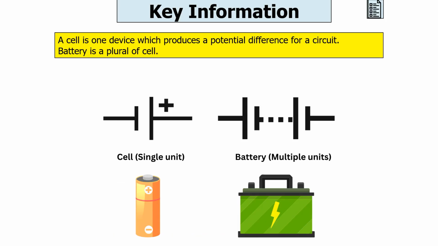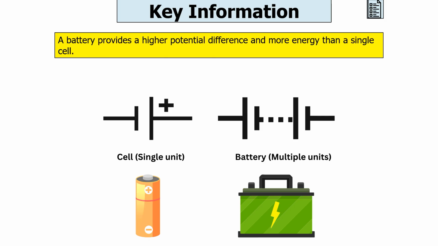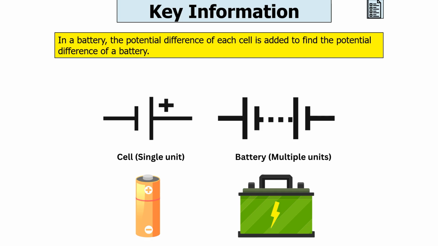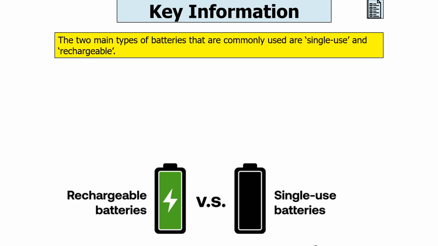So, to start off, we can look at a cell. Now, a cell is one device which produces a potential difference for a circuit, and a battery is a plural of a cell. So, a battery provides a higher potential difference and more energy than a single cell. Now, in a battery, the potential difference of each cell is added to find the overall potential difference of the battery. Now, the two main types of battery that are commonly used are single-use batteries and rechargeable batteries.